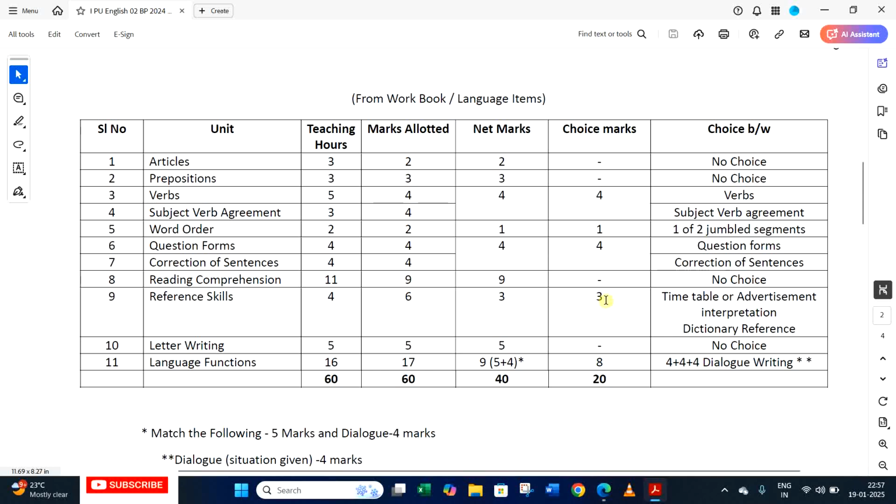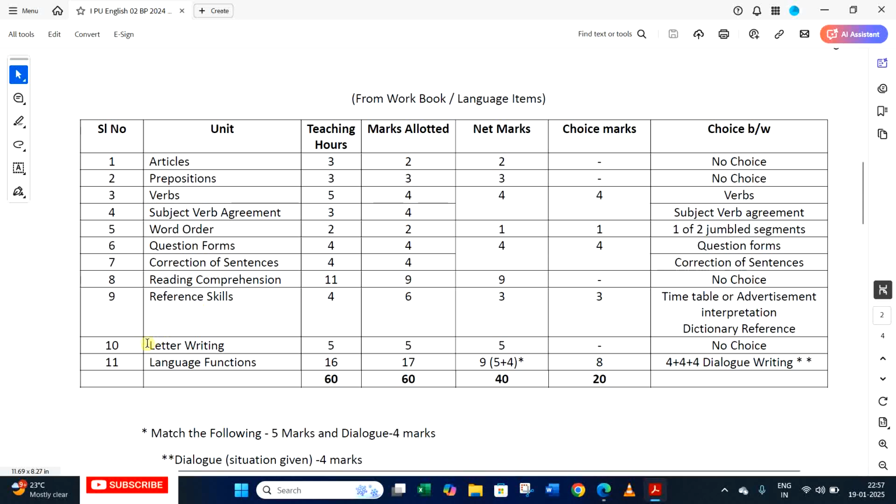So how the choices are given, let's see. Either you can attempt the question on timetable or advertisement interpretation or dictionary reference skills. So this year they have added one new skill, that is dictionary skills, right? My dear students, you can write either of the two. Either you can write timetable or advertisement interpretation or dictionary skills. Choice is yours. So out of 2 questions you can attempt any one to get 3 marks.